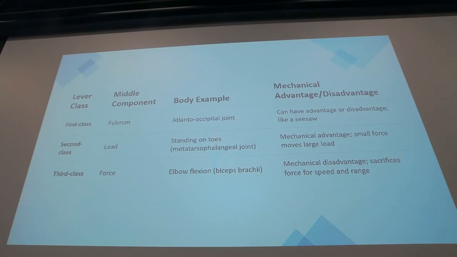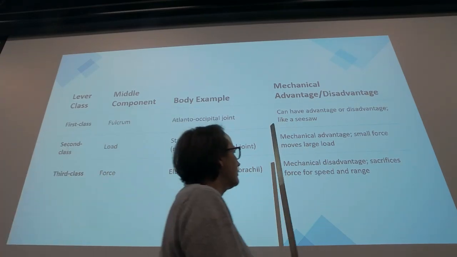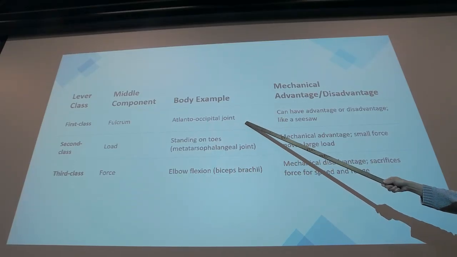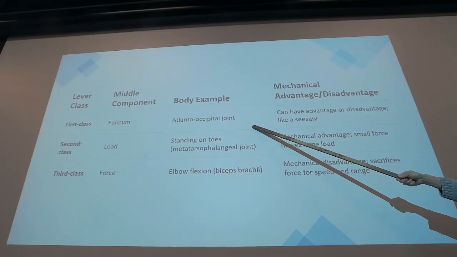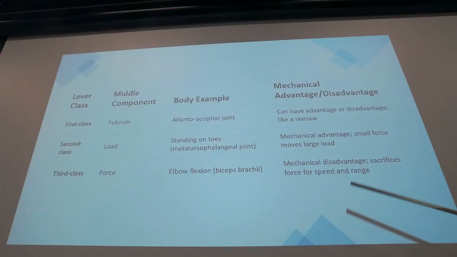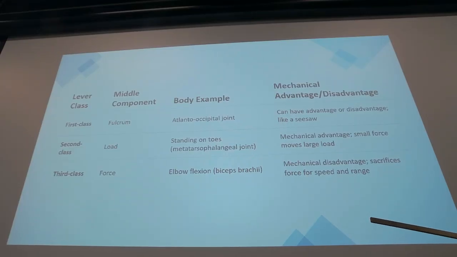So where do we have first, second, and third classes of levers? So in the atlanto-occipital joint, we have the fulcrum in the middle. So that will help us to carry the weight of our head, which is kind of heavy, by applying this force with the contraction of the trapezius muscle that we have here in the back, so that we can have our head not by gravity going down, but keeping it straight so that we don't fall.